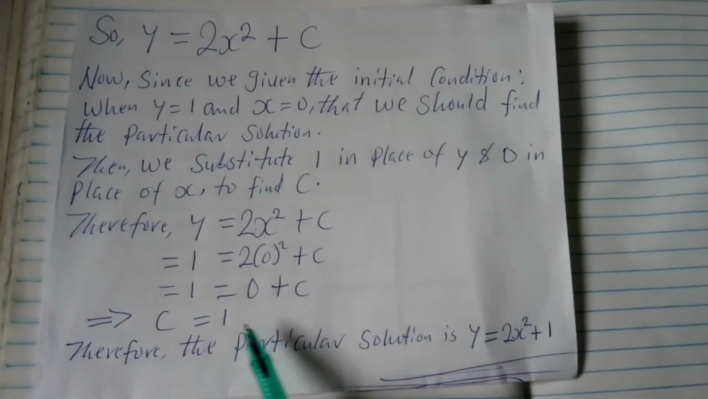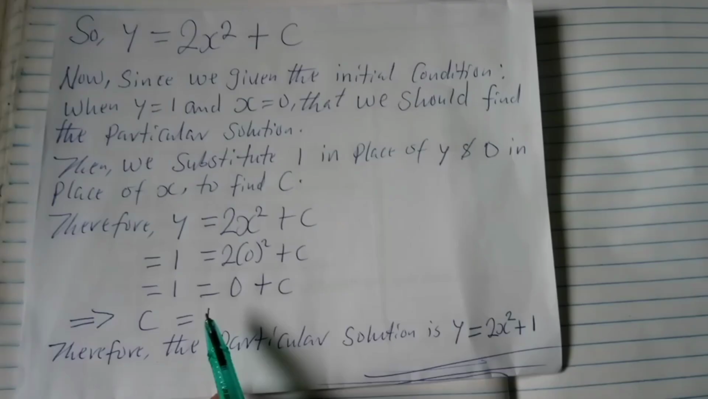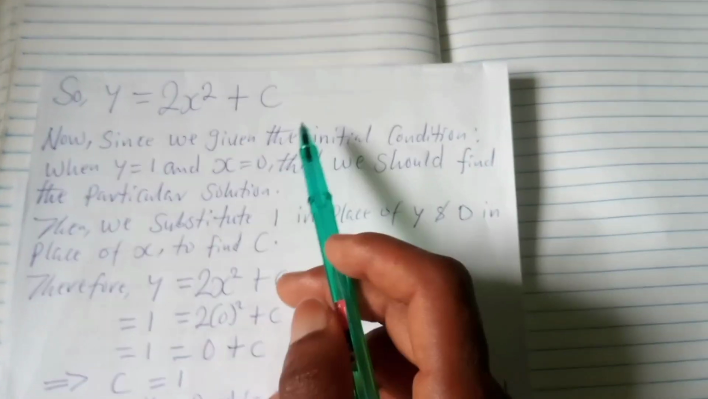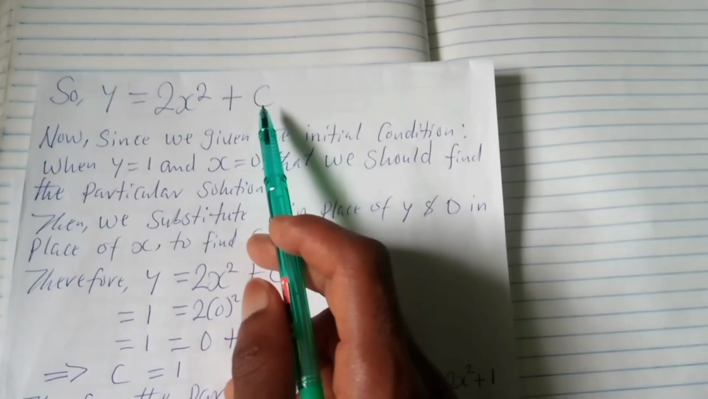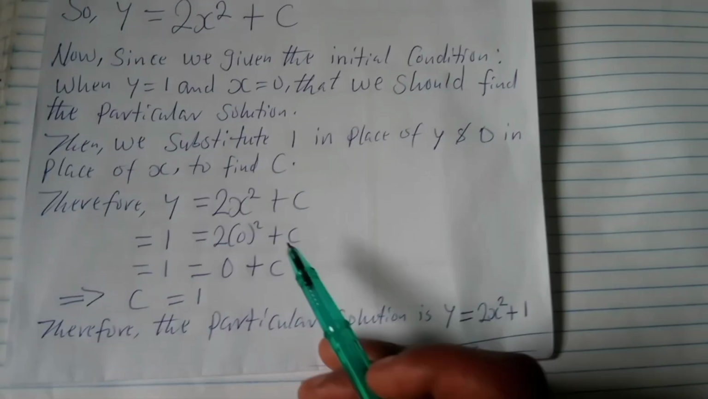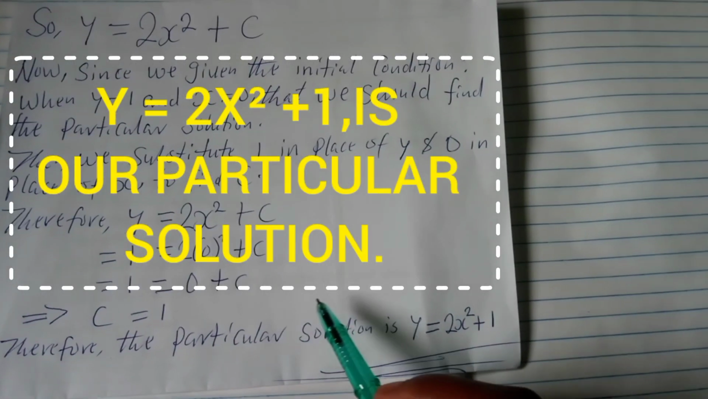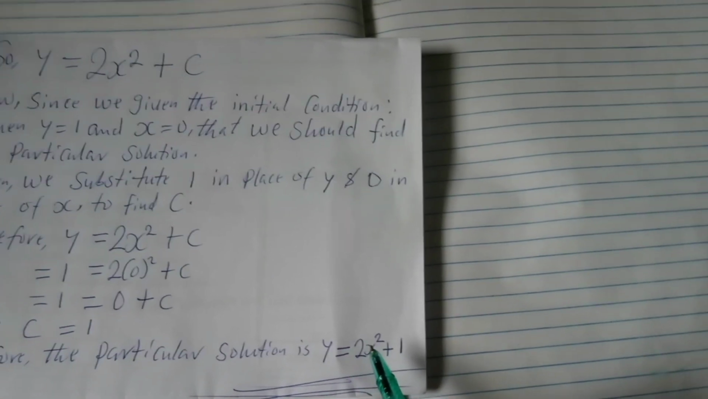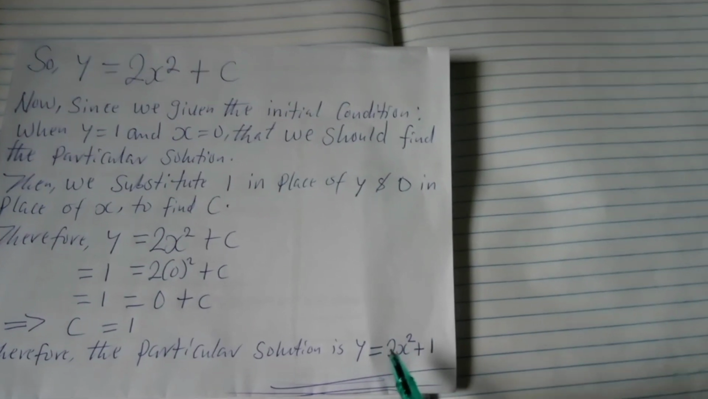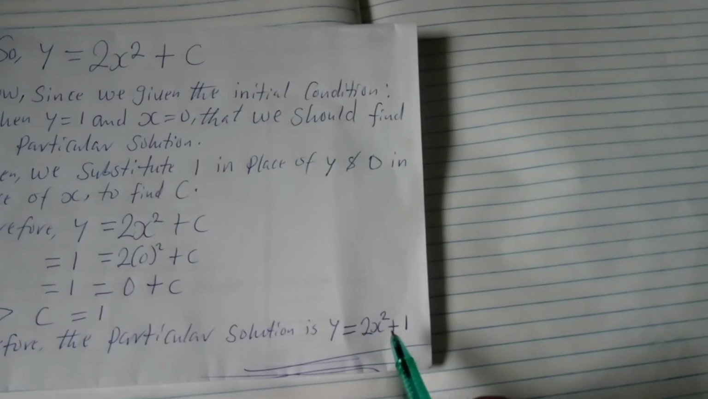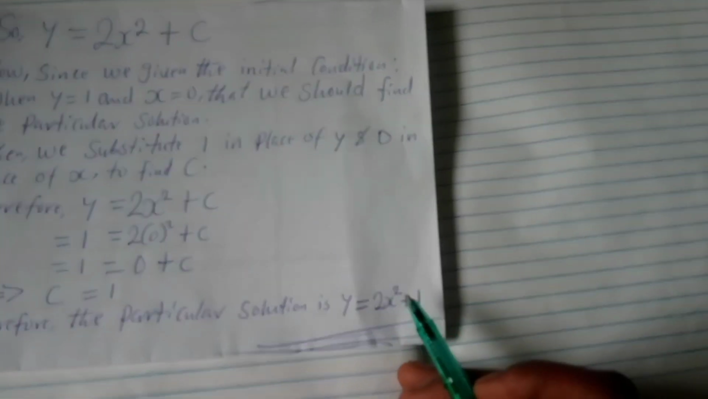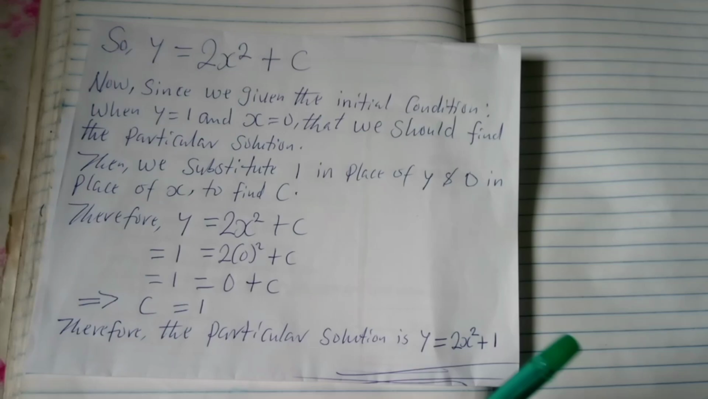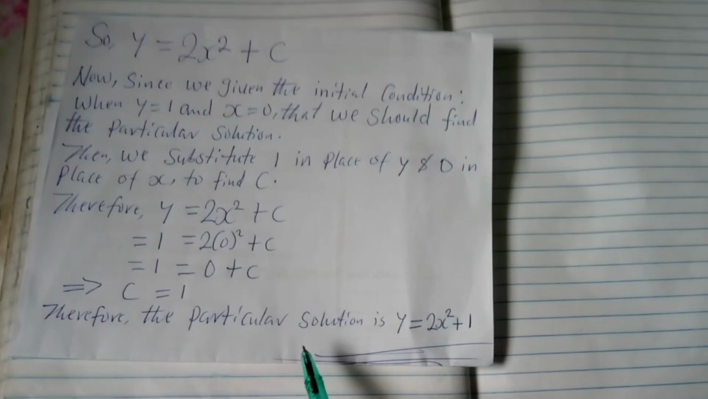So 2 times 0 is the same thing as 0. So our constant here is what? 1. Our constant here is 1. So from the general solution, our constant c here is 1. So we make the solution a particular solution, which is y equals 2x squared plus 1. And this is our particular solution because we know the actual value of our c, which is 1. This is what a general solution and a particular solution in differential equations mean.